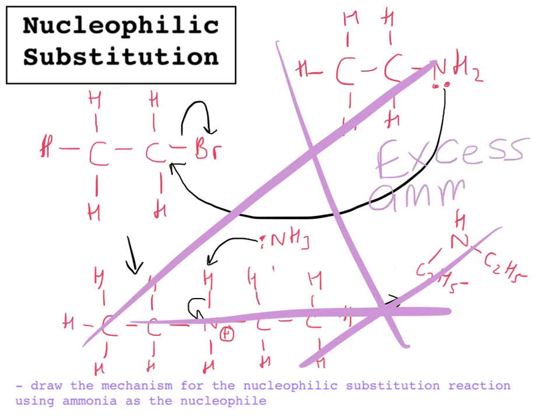An excess of ammonia will stop this from happening because that will ensure the probability of this bumping into an ammonia molecule is higher than this bumping into this molecule, so you'll get a far greater yield of just the product that you initially want, the product that's only been substituted once rather than more than once, like this one.